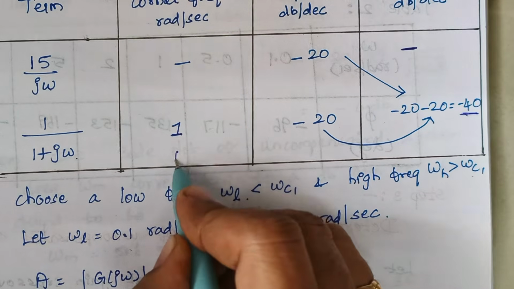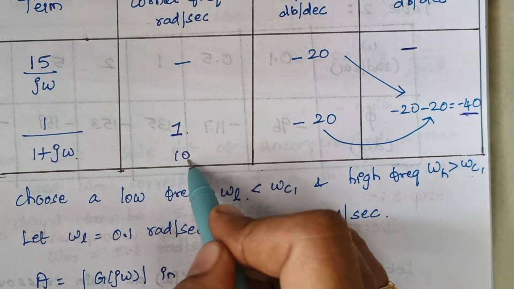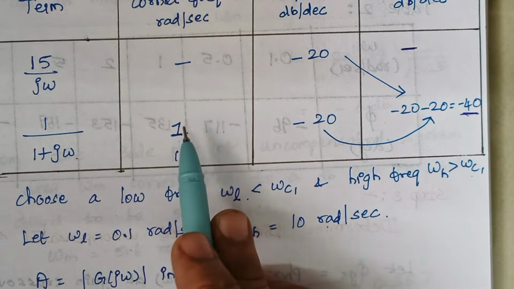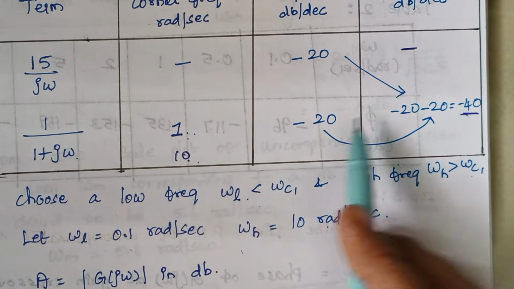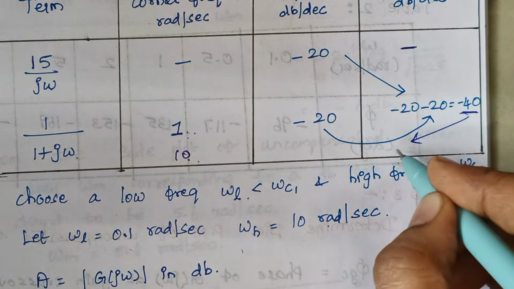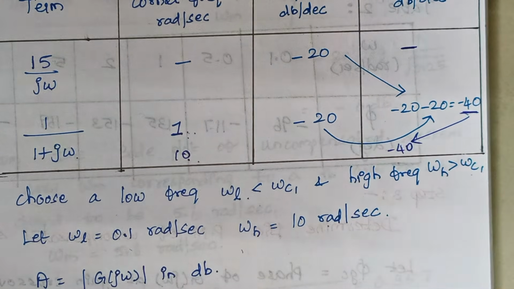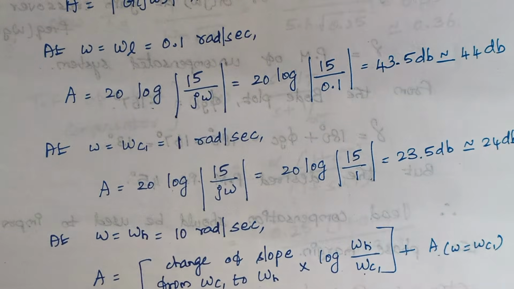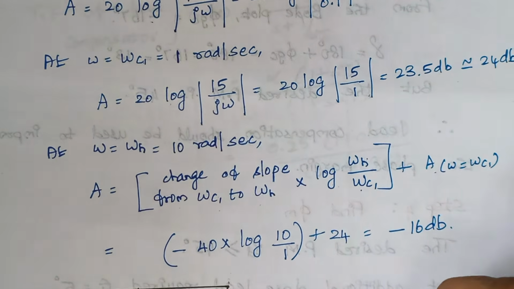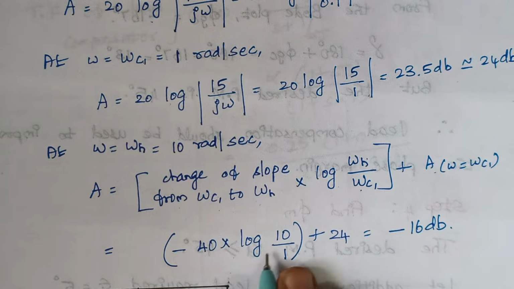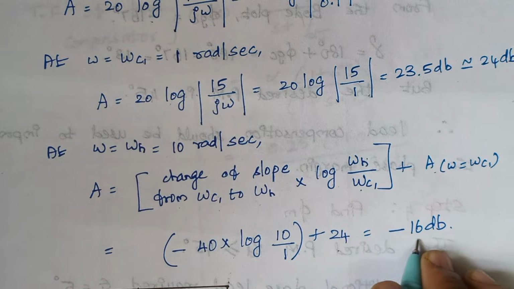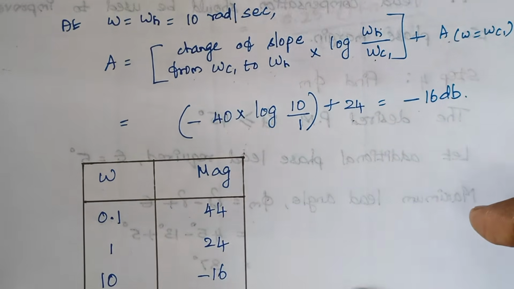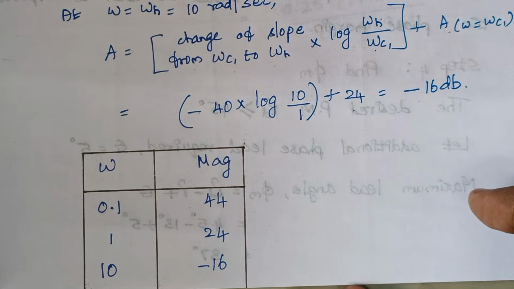And omega h value is 10. When you write it in the table, you will write like this. So the change of slope from this corner frequency to this frequency is minus 40, because this minus 40 will be shifted downwards. That is the reason why we have written minus 40 here. So minus 40 into log 10 by 1 plus 24 gives you minus 16 dB. So just make a small tabulation, then it will be easy for us to plot, right?